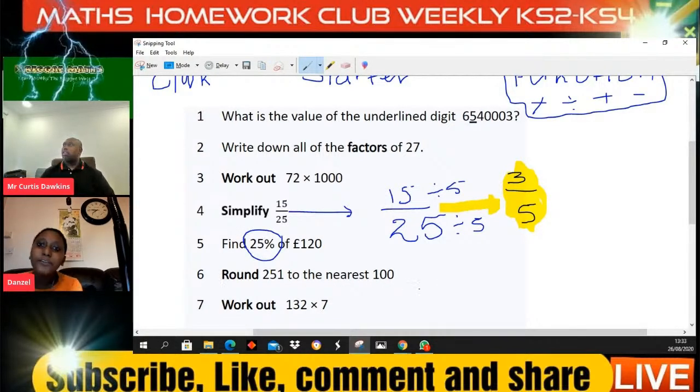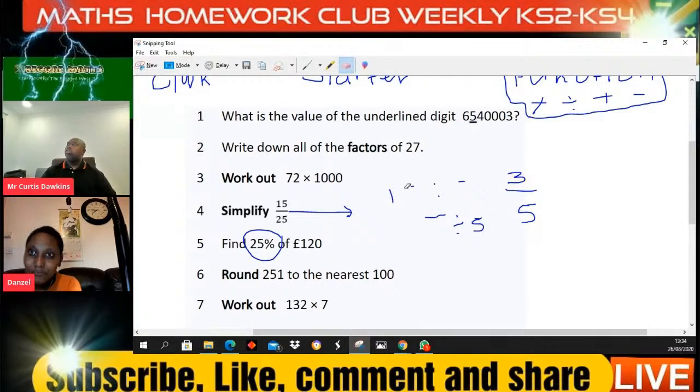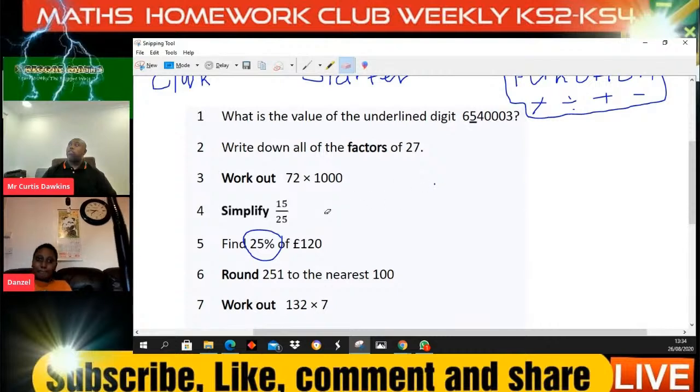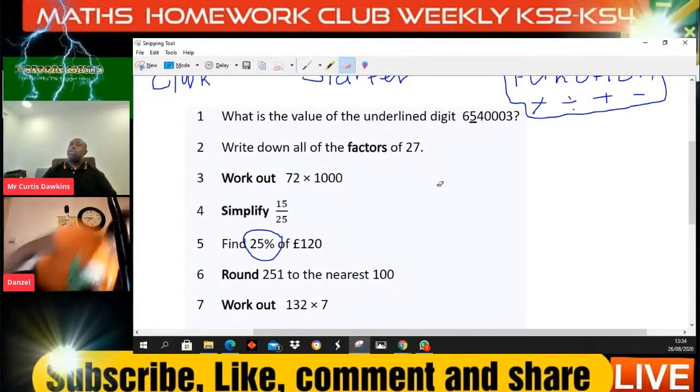Find 25% of 125 pounds. Okay. So can you go back and check your notes? What did I say 25% is the same as? I did say 25% was the same as something yesterday.